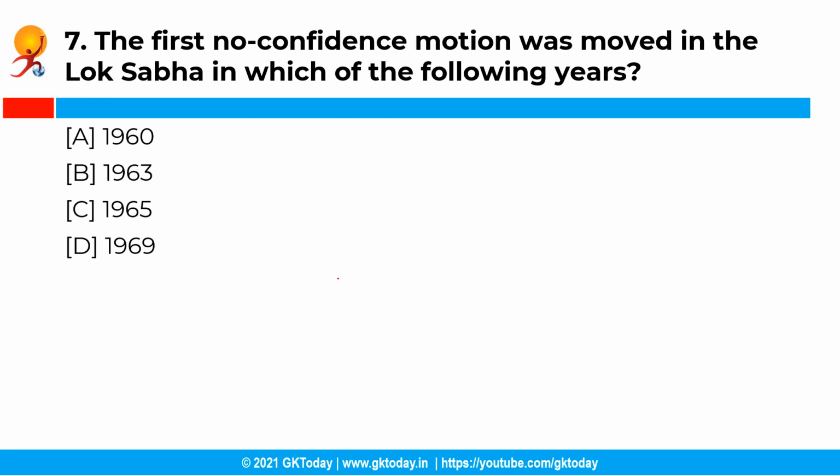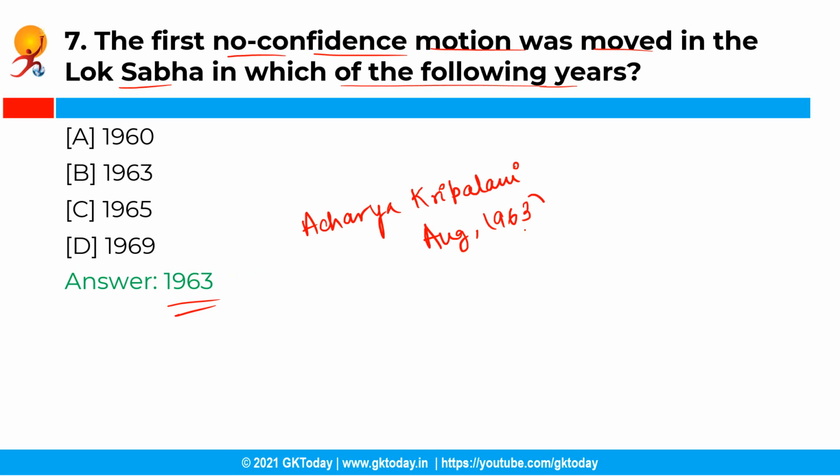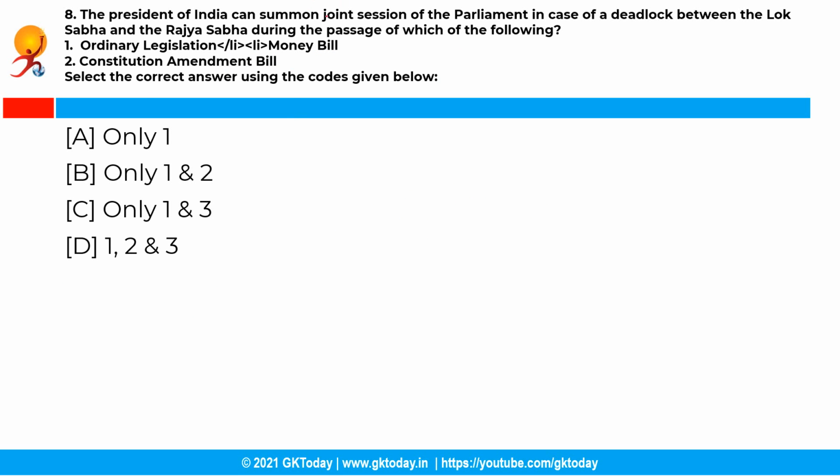Now the next question is, the first no confidence motion was moved in the Lok Sabha in which of the following years? So you have the following options and the correct answer is option B, that is in the year 1963. The first no confidence motion was moved in Lok Sabha by Acharya Kripalani in August 1963, immediately after the disastrous India-China war.